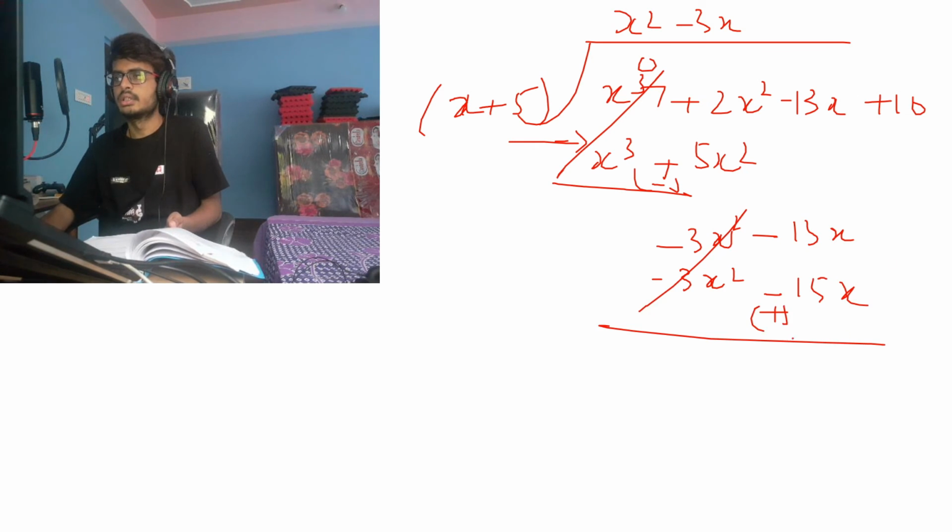So this will be plus. This will be 2x plus 10 anyway. So x multiplied by what will be 2x? It will be 2. So 2 into x is 2x plus 5 2s are 10. So it will be 0. This will be 0.